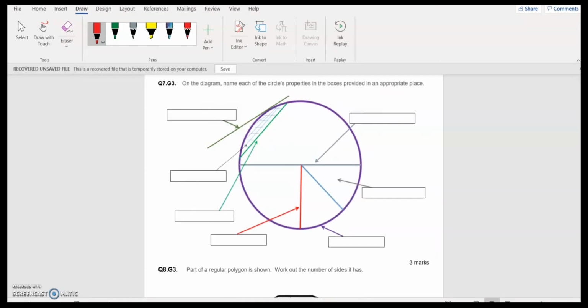On the diagram, name each of the circle's properties in the boxes provided in an appropriate place. So we're going to have to add the names of the parts of the circle. So we've got this red line going through from the center to the circumference, so we call that the radius. Then we have this line in grey, which is the diameter.